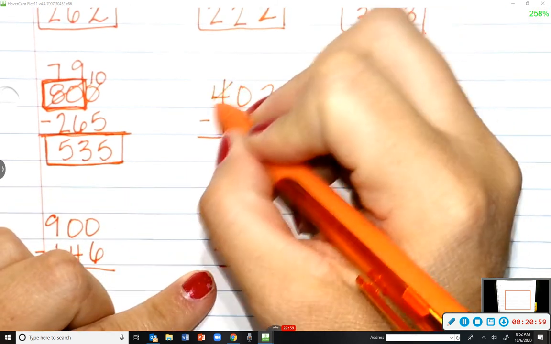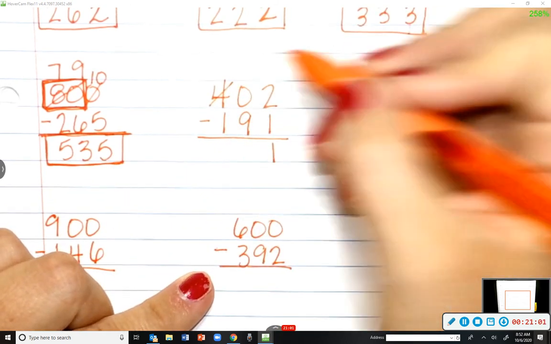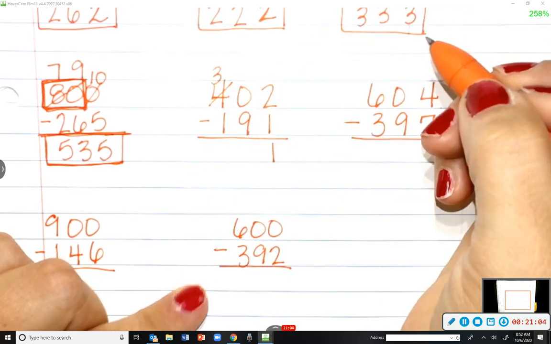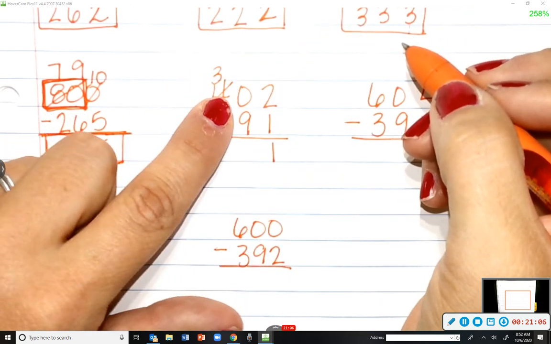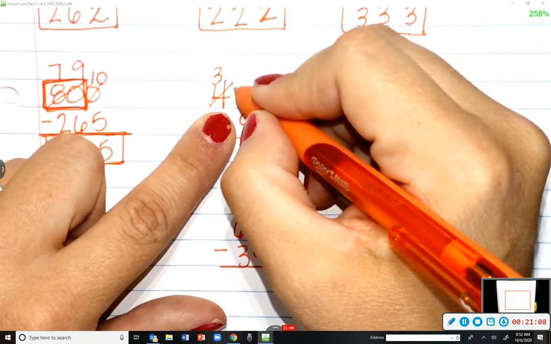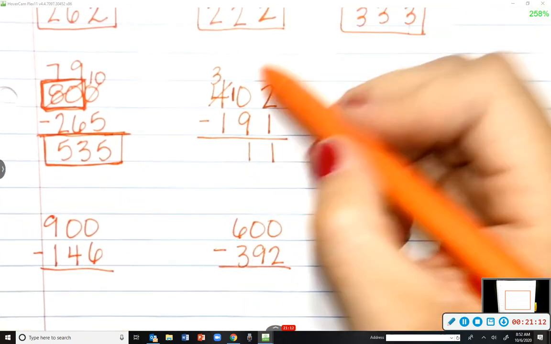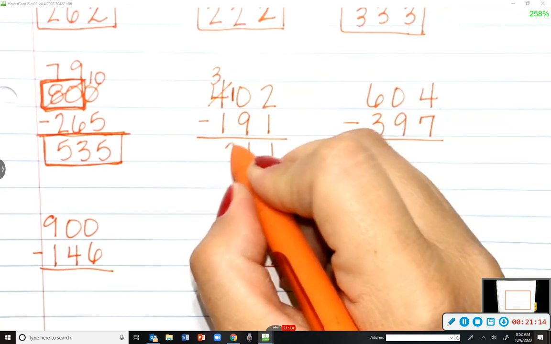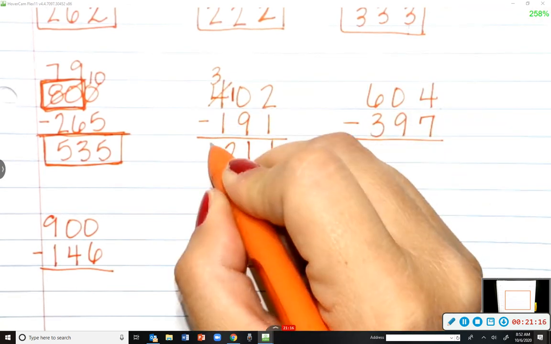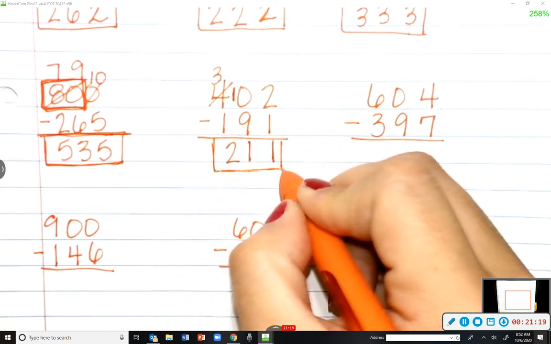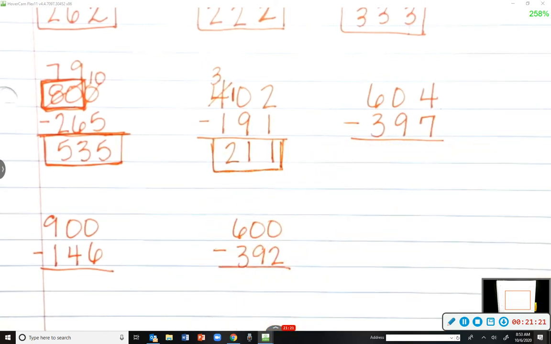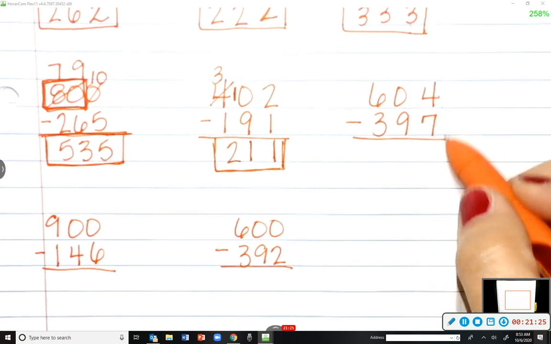Borrow. Good. So borrow from the 4, that turns into a 3. Okay, good. Stop there. 4 becomes a 3 and the 0 becomes a 10. Very good. 10 minus 9 is 1. 3 minus 1 is 2. 211. Yay. Raise your hand if you got that one right. Very good. Yay, awesome job. Okay, let's go to the next one.